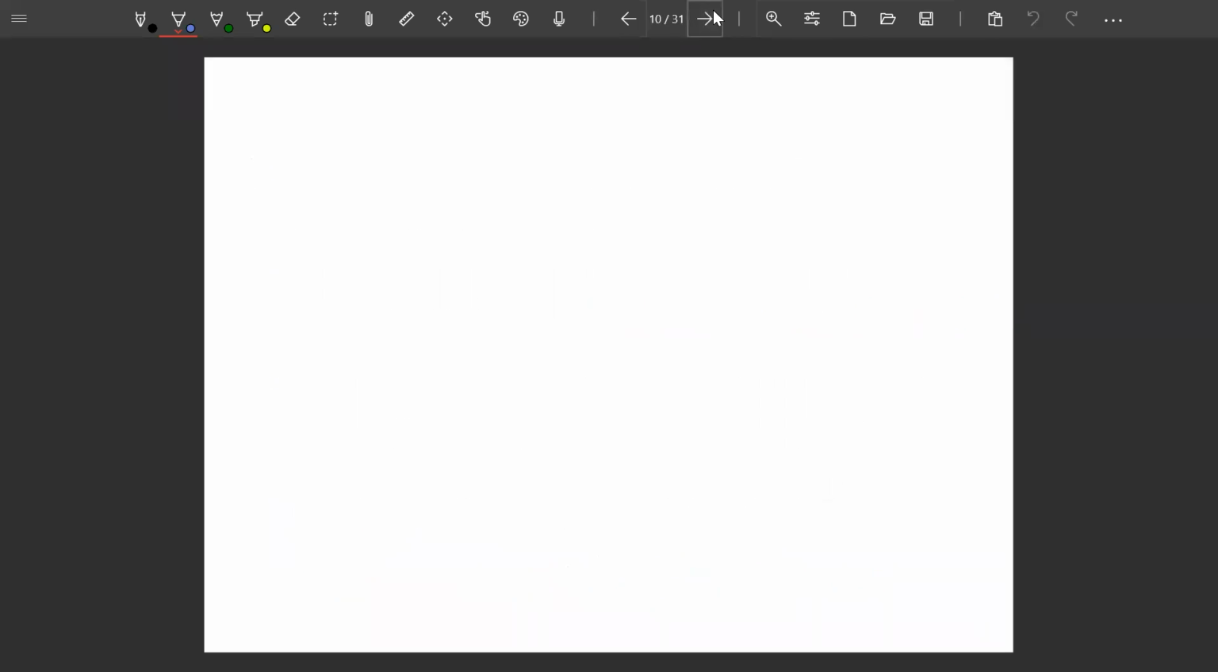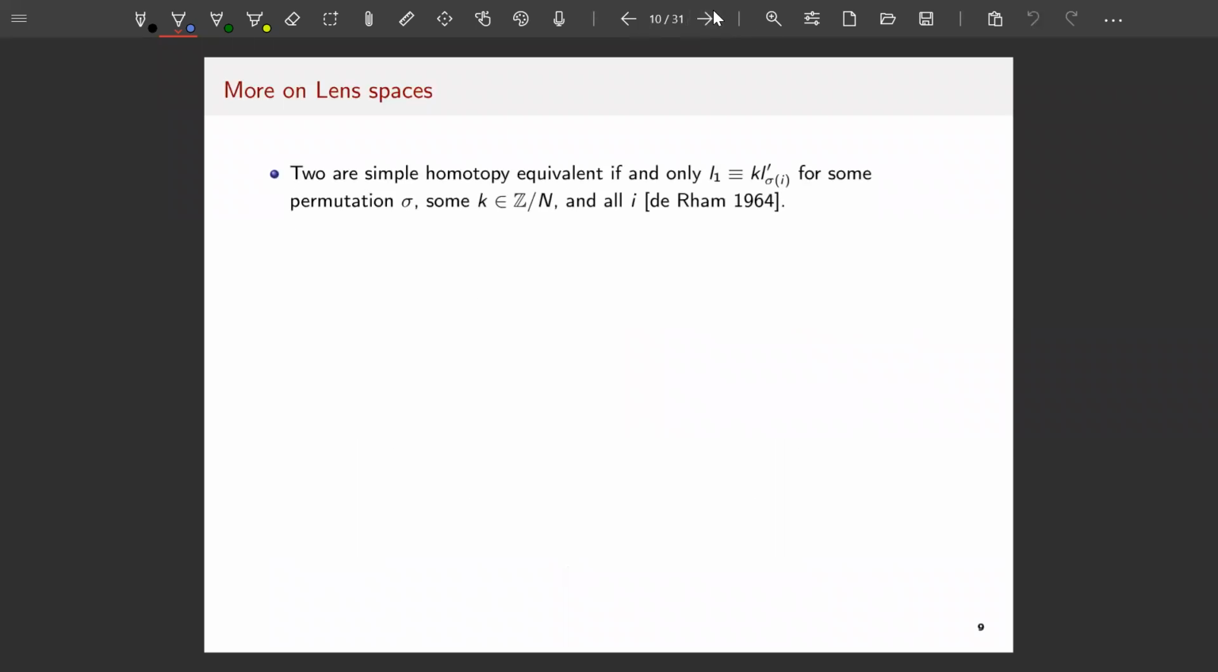Okay, and then for simple homotopy equivalence, the rotation numbers have to be exactly the same up to permutation and multiplication by one element of Z mod n. Okay, and so from this, you can get things like, if we're looking at, say, Z mod 7, the 3-dimensional lens spaces with rotation numbers 1, 1 and 1, 2 do end up being homotopy equivalent in this case, but they're not simple homotopy equivalent.